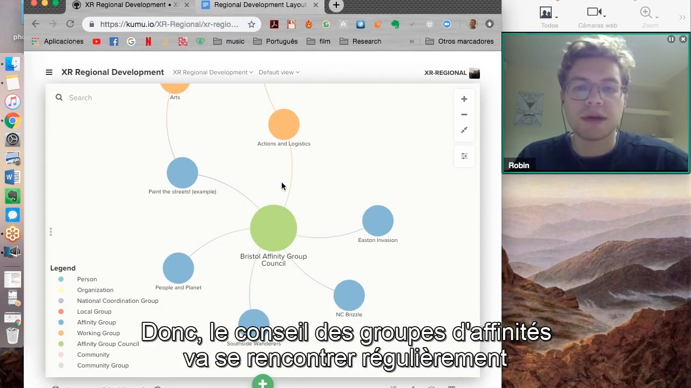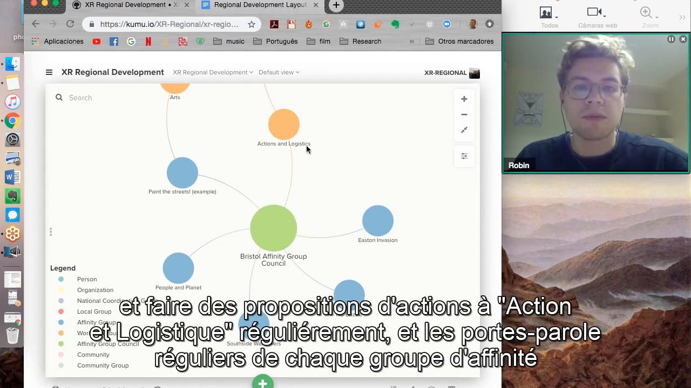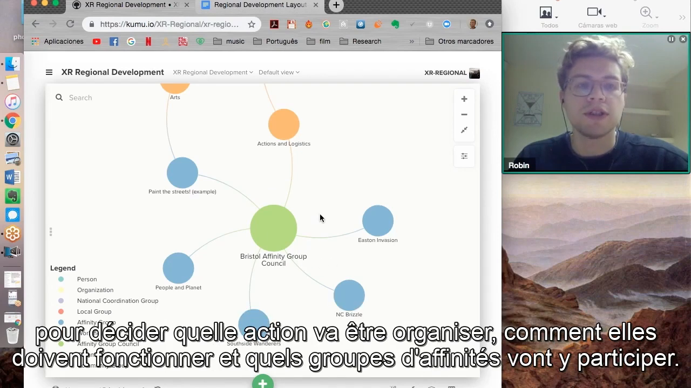So the affinity group council will meet regularly with proposals from Action and Logistics and with regular spokespeople from each affinity group to decide on what actions take place and how they'll work and which affinity groups will take part.